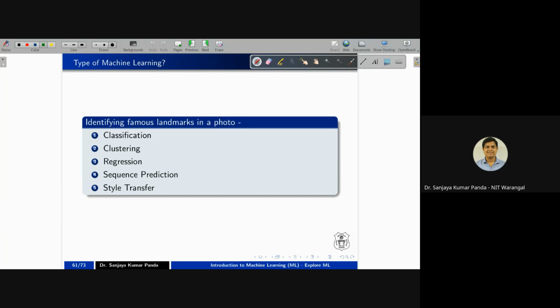And many people are saying clustering. Clustering means that if you think some landmarks are already there with you and you want to add another landmark into your group, then that comes under clustering. But in this case, we are not doing that. That is the reason why it is a classification problem.